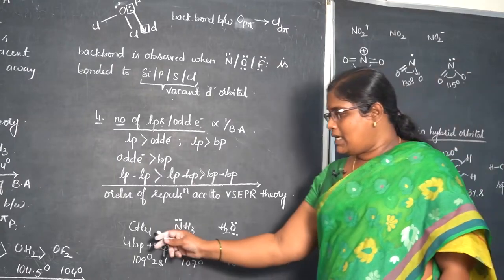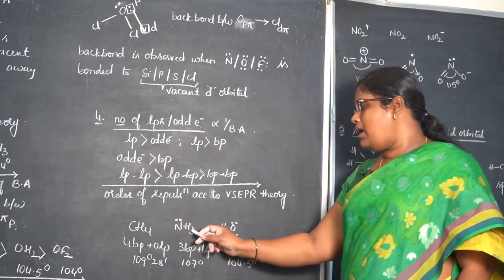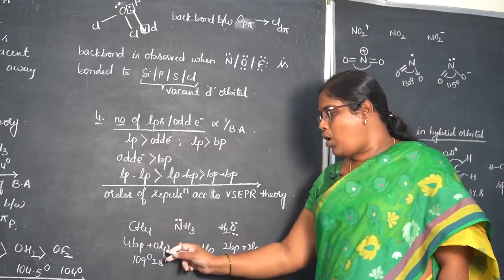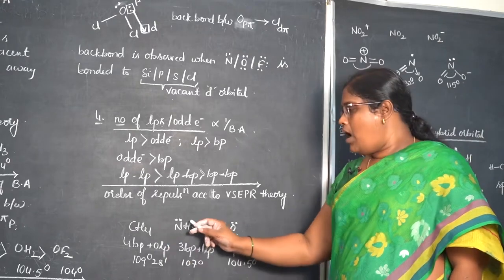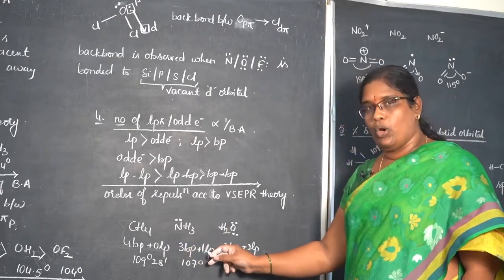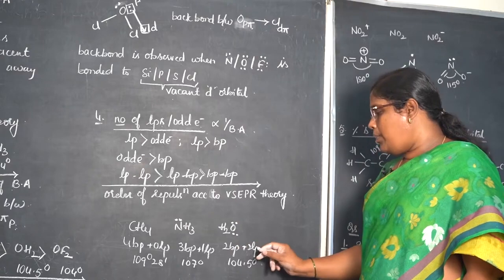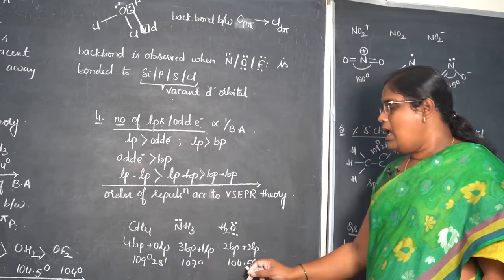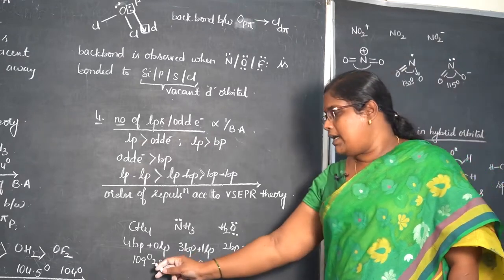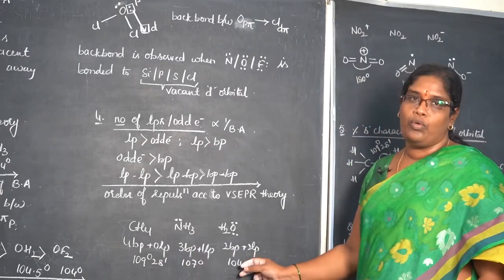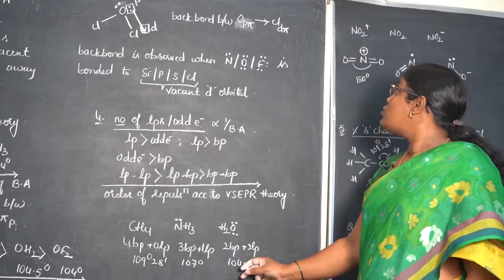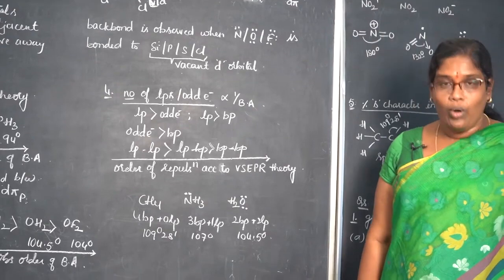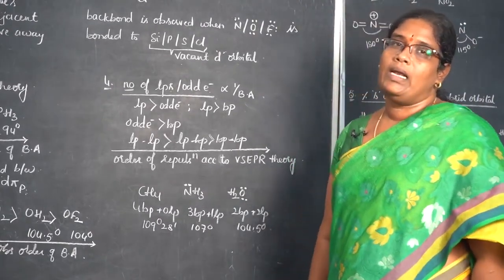For this, let us take a set of examples: methane, ammonia, water. In methane, there are 4 bond pairs and 0 lone pairs. Ammonia has 3 bond pairs and 1 lone pair. Water has 2 bond pairs and 2 lone pairs. So what is happening to the bond angle? It is decreasing from 109 degrees 28 minutes to 104.5 degrees. Why is the bond angle decreasing? As the number of lone pairs increases, the bond angle decreases.